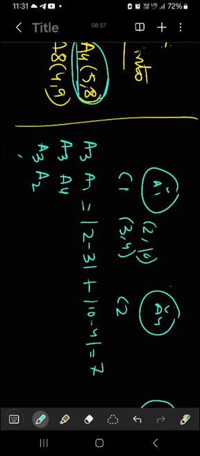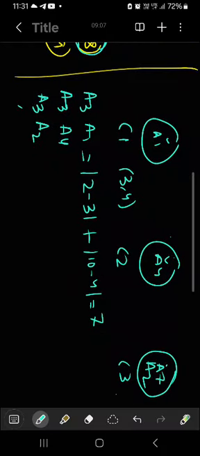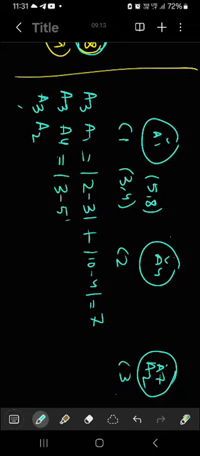Now let me calculate the distance of this point A3 from A4. So what is the value of A4? A4 is nothing but 5 8, right? 5 8. So let me see. So it is nothing but 3 minus 5, x2 minus x1, plus y2 minus y1, which is 4 minus 8. So what it is, 3 minus 5 is 2, 4 minus 8 is 4. So 4 plus 2 is 6.